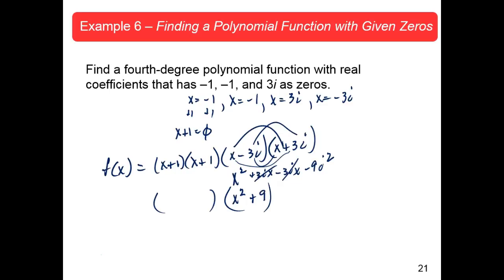What do you get when you multiply x plus 1 times x plus 1? If you don't remember, we can always FOIL it. X squared plus 2x plus 1. Now we have these two things multiplied together. Remember how to multiply a trinomial times a binomial? You multiply each term by each term. It's a lot like FOILing.